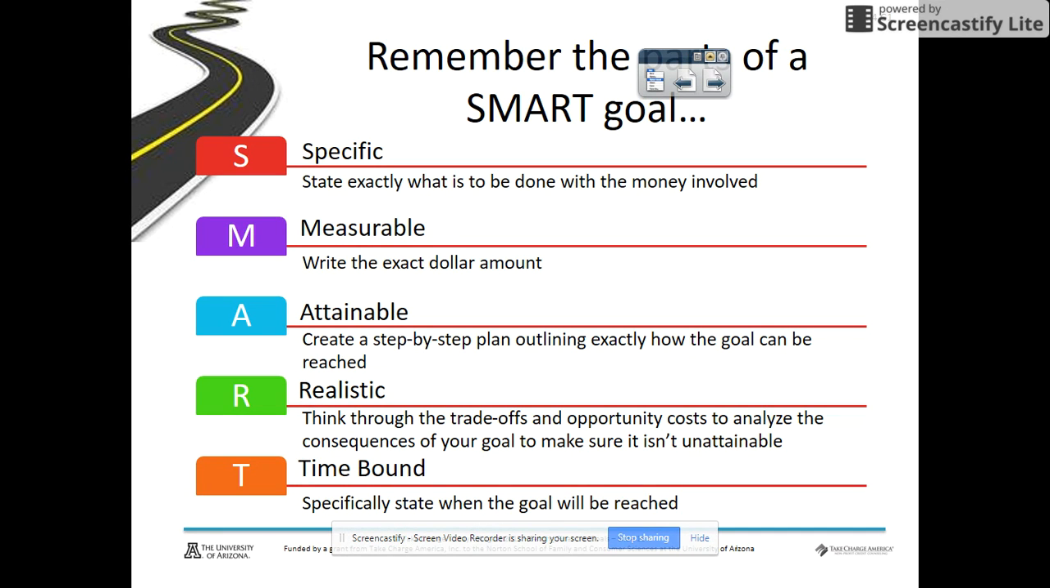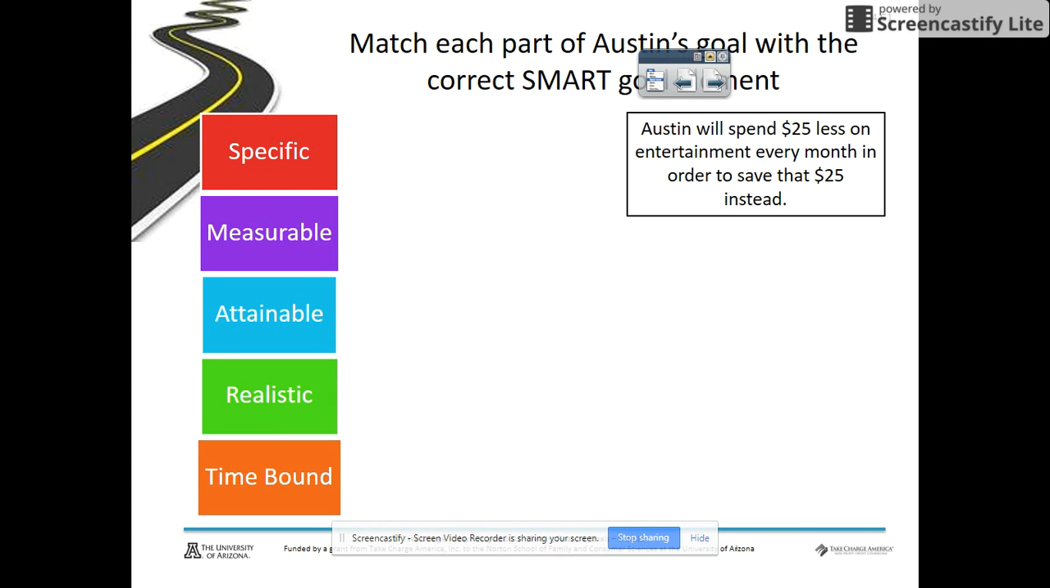All right, so remember the parts of a SMART goal. S means specific, M measurable, A attainable, R realistic, T time bound. All right, so Austin will spend $25 less on entertainment every month in order to save that $25 instead. Where would that go? Is it specific, measurable, attainable, realistic, or time bound?